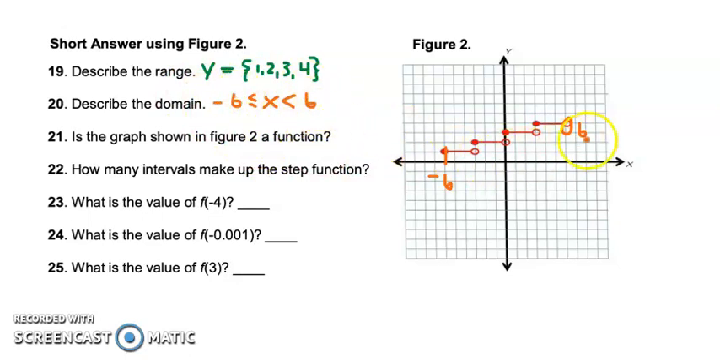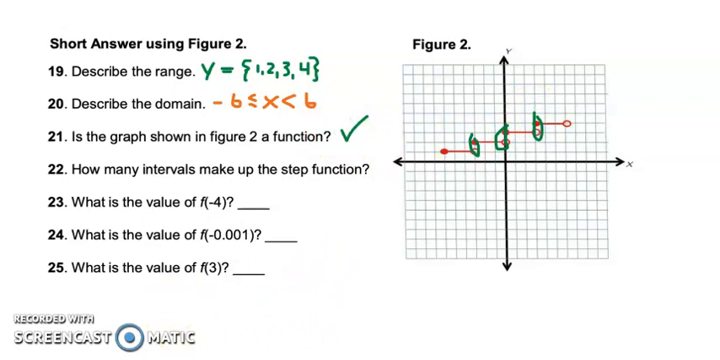You're simply looking at what x values are being used. Is this a function? Now, if I were to go through and do a vertical line test on my graph, would I have any overlapping points? And because we have these open circles here, here, and here, we would not have any issues. So this is a function.